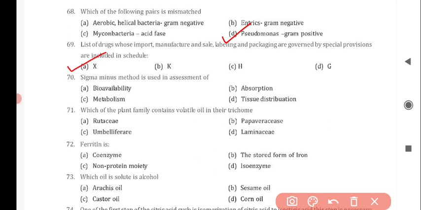Next question is, sigma minus method is used in assessment of, and the correct answer is option A, bioavailability. Next question is, which of the plant family contains volatile oil in their trichome? And the correct answer is option D, Lamiaceae. Next question is, ferritin is, and the correct answer is option B, the stored form of iron.